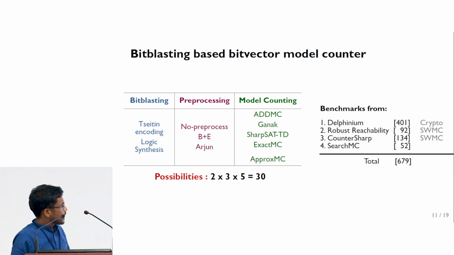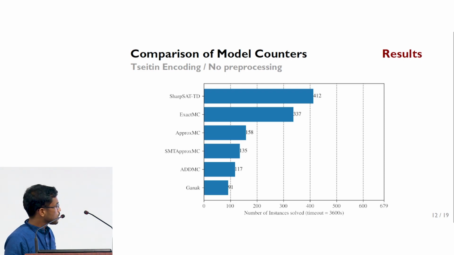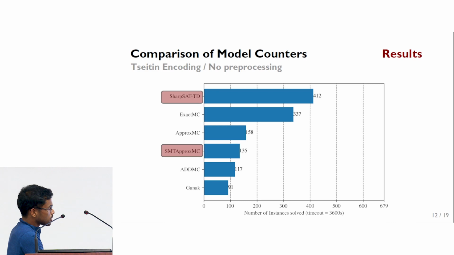The first thing we compare is the impact of different model counters. This is a bar plot, and on the x-axis we have the number of benchmarks that are solved within 1 hour of timeout. We have 679 benchmarks, and the SMT approximation, the current state of the art, can solve only 135 of all the instances. So we then bit blasted those instances with Tseitin encoding. We did no preprocessing, and we found that this exact model counter, SharpSAT-TD, performs quite well. It solves 412 instances, which is almost 3 times the current state of the art.